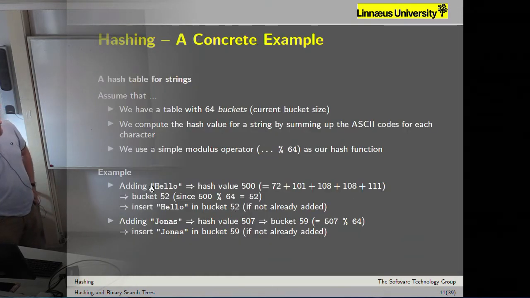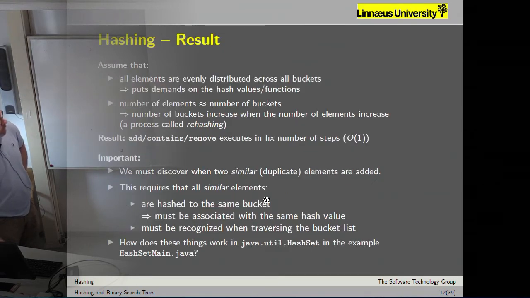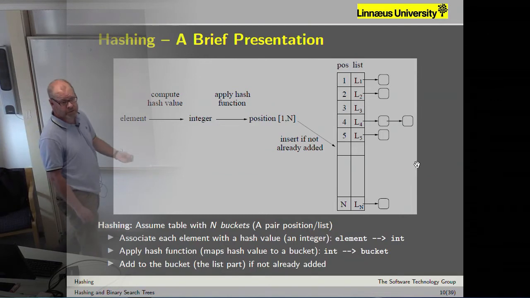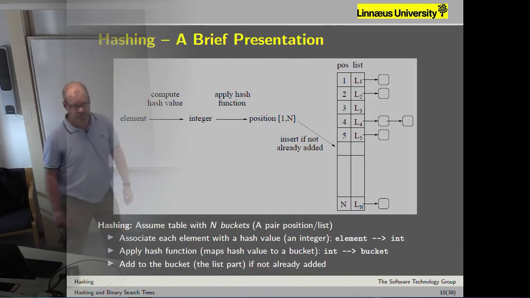So if I would like to add the word hello, I would say that the hash value is 500. I have added all the ASCII codes here, and I will insert it into bucket 52, since 500 modulo 64 is 52. So let's go back here. Assume I would like to add the word hello. I will compute the hash value 500. I will do the modulus, and I will go to bucket number 52. I will traverse the list and see if it's there, and if it's not there, I will add it to the list. Yeah?